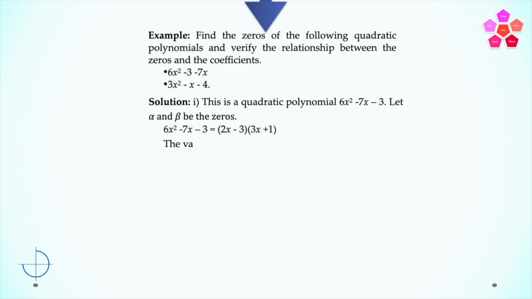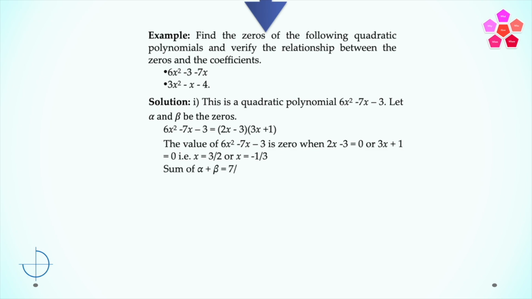Solving this, the value of 6x squared minus 7x minus 3 is 0 when 2x minus 3 is equal to 0 or 3x plus 1 is equal to 0. That is, x is equal to 3 by 2 or x is equal to minus 1 by 3 are the zeros of this quadratic polynomial. So the sum of the zeros, alpha plus beta, is equal to 7 by 6 and the product of the zeros is equal to minus 3 by 6, which is equal to minus 1 by 2.